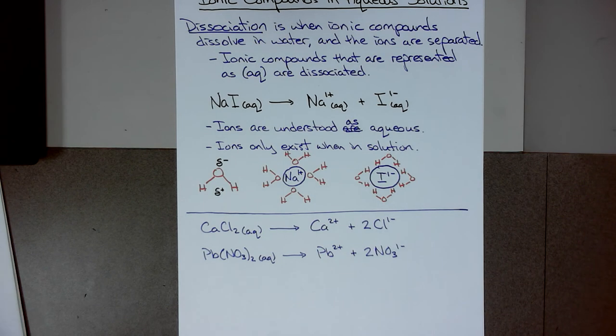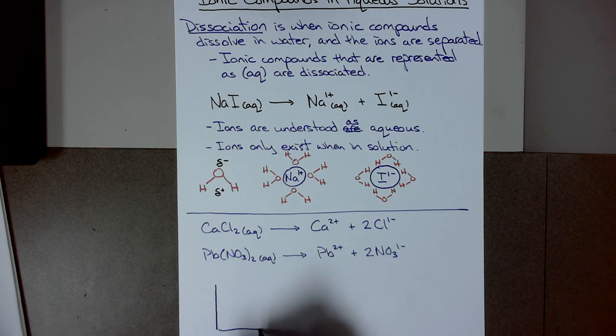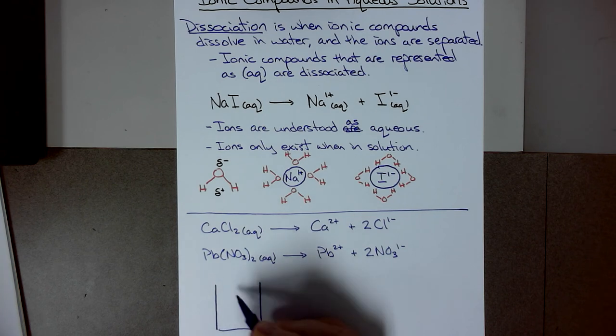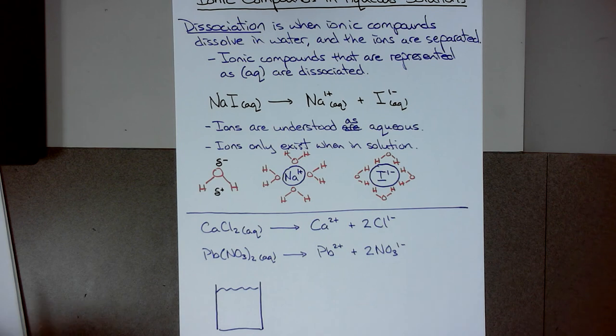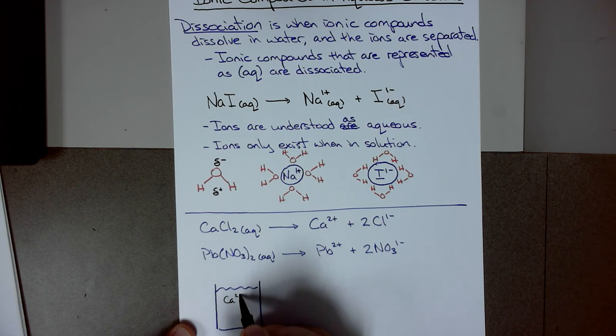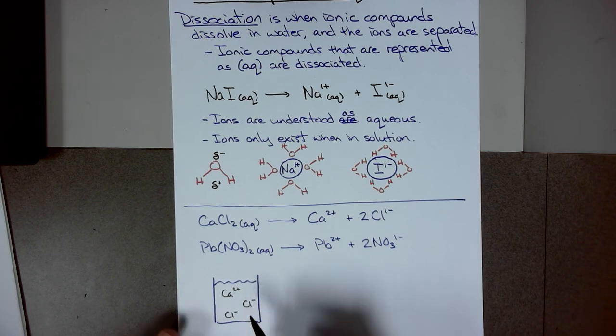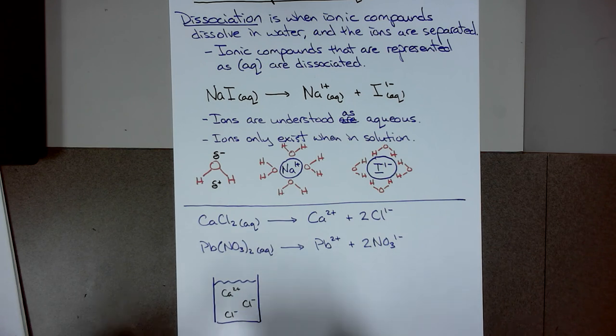Now, how would that look in a beaker if I were to think about this on a molecular level? So if I have a beaker of water, now we don't show the water molecules, but what we understand is that there's going to be 1 calcium 2+ ion for every 2 chloride 1- ions. So these ions are just floating in water, okay? And it's a 1 to 2 ratio of those ions in water.